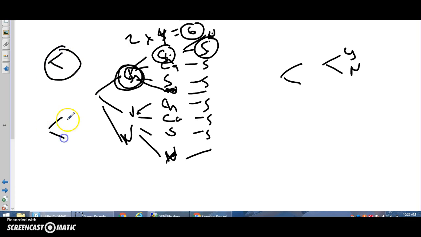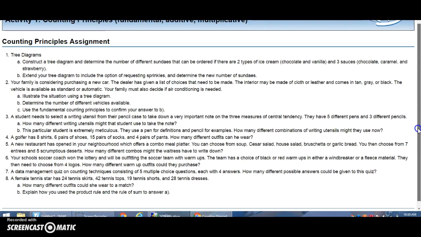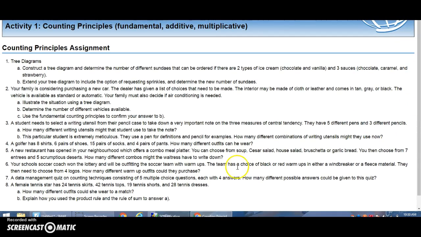And if it's chocolate sauce, caramel sauce, strawberry sauce, or no sauce, there are 4 options here, just a 4th option. Besides that, I think the rest of the questions are really straightforward, and that'll get you ready for the quiz. Have fun. Send me an email if you have any questions. Take care.